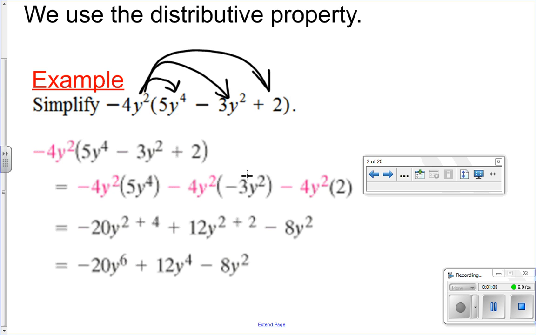Negative 4y squared times negative 3y squared, negative 4 times negative 3 is positive 12. Notice there's the plus sign right there. And then y squared times y squared, add the exponents, y to the fourth. And negative 4y squared times 2, negative 4 times 2 is negative 8. And the y squared is not being multiplied by anything, so it stays as y squared. So our final answer is negative 20y to the sixth plus 12y to the fourth minus 8y squared.